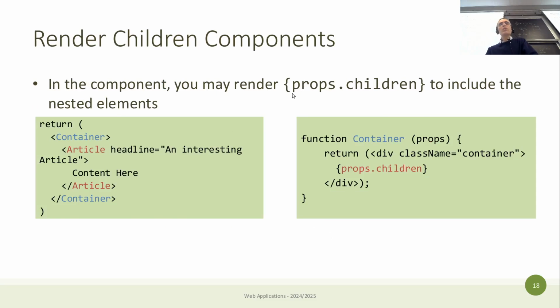Oh, this is what I was saying before. In the component, you might want to render the props.children to include the nested elements. Like if you design a container component that can contain other stuff, and you forget to render, so to return props.children somewhere, well, you will not see this stuff when you test the application. But I mean, it's easy because you will see something is missing. Okay.